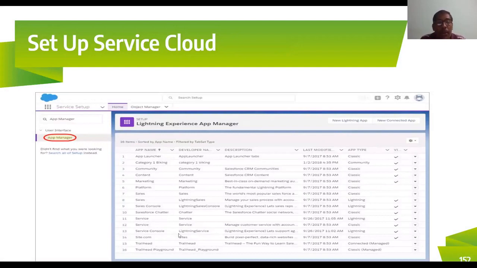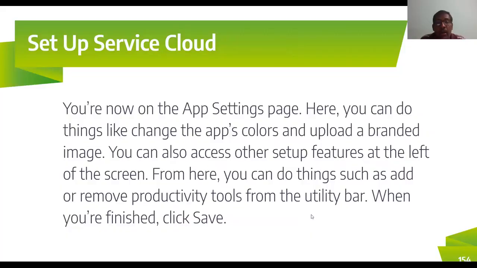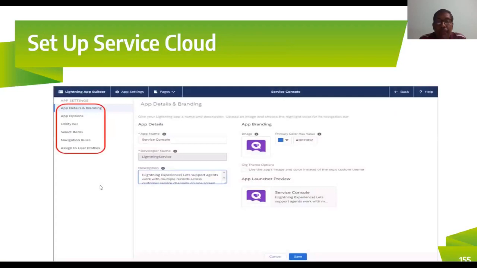On the app manager, you have a service control as an app here. So you have to go and edit here. After editing, you are now on the app service second page. Here you can do things like changing app color, uploading a brand image. You can also access other users at the left of the screen. From here you can do things such as add or remove your productivity tool, utility bar. When you finish, click on save, right?